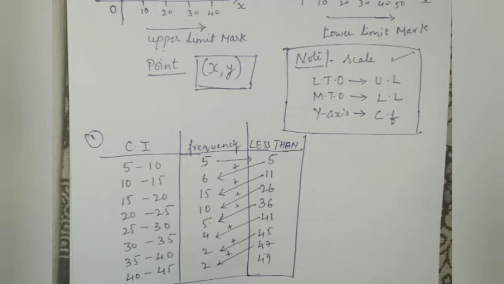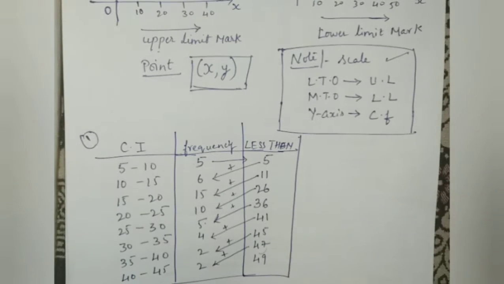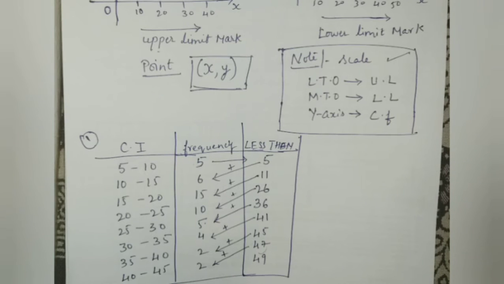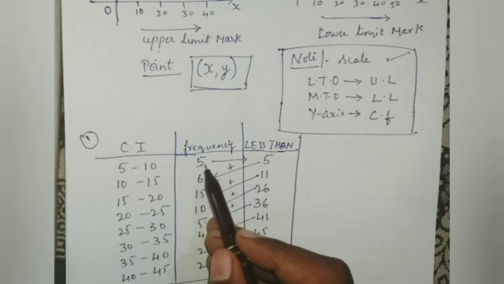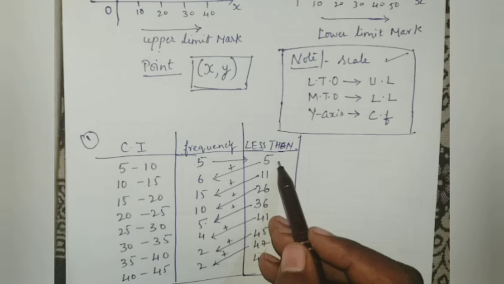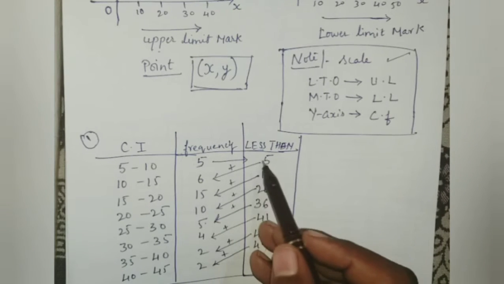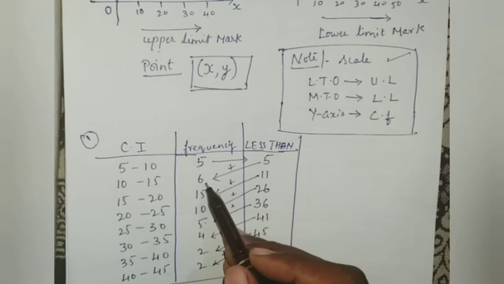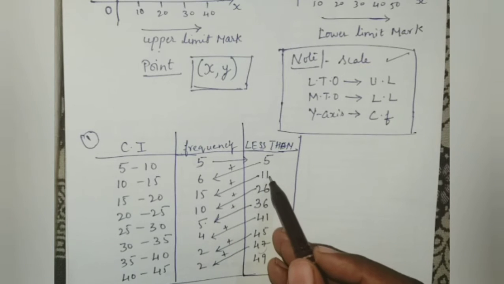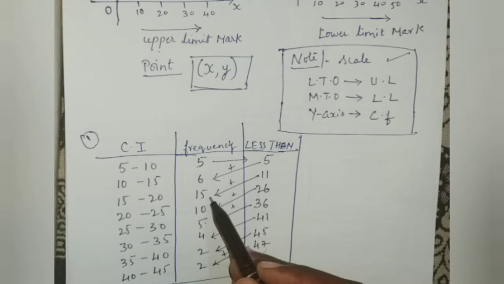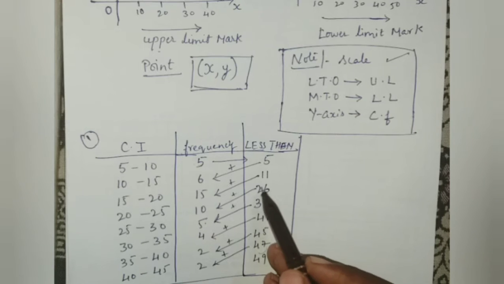Got it? How to find out less than? So this is how you find out less than. Whatever first number I have, I need to write as it is. Next I need to add whatever answer I got for the next number, and I'll get one more answer. The same answer I need to add again for another number, and I'll get another answer.